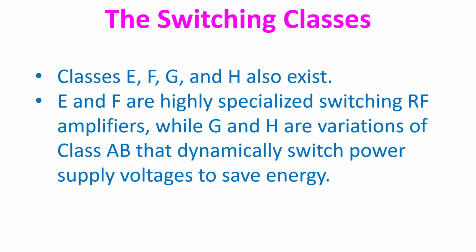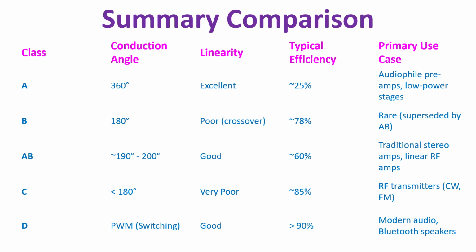Classes E, F, G and H also exist. E and F are highly specialized switching RF amplifiers, while G and H are variations of class AB that dynamically switch power supply voltages to save energy. Here is a summary comparison between the major classes.